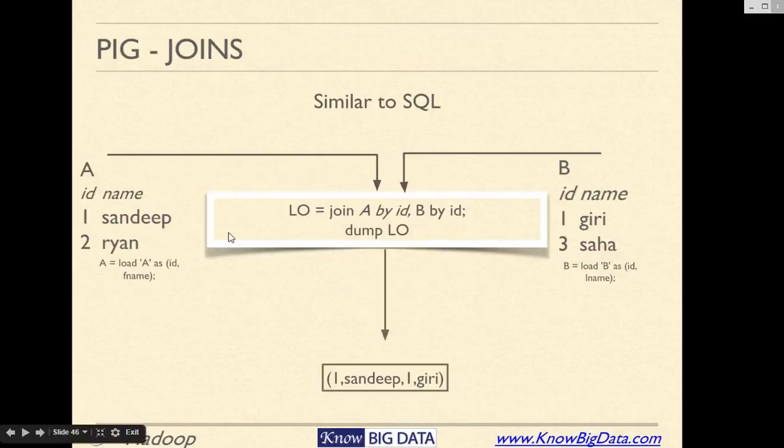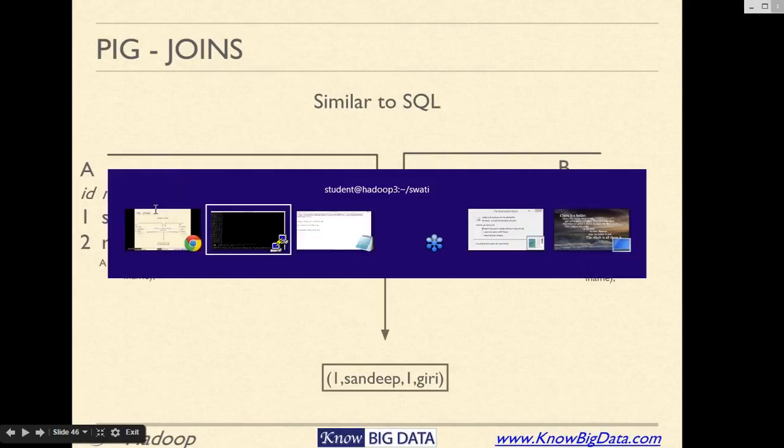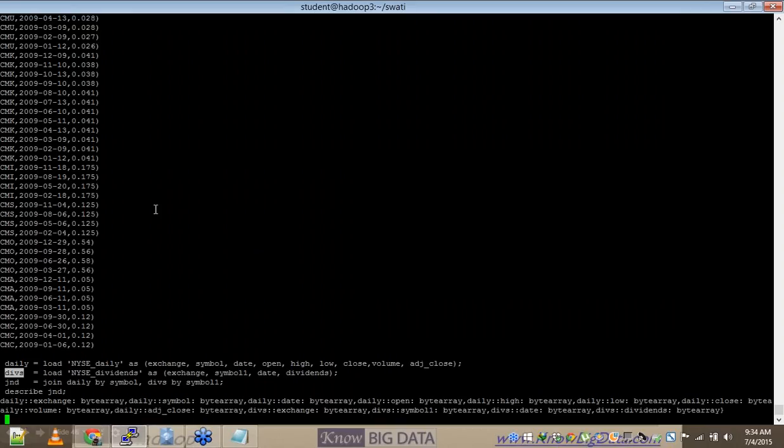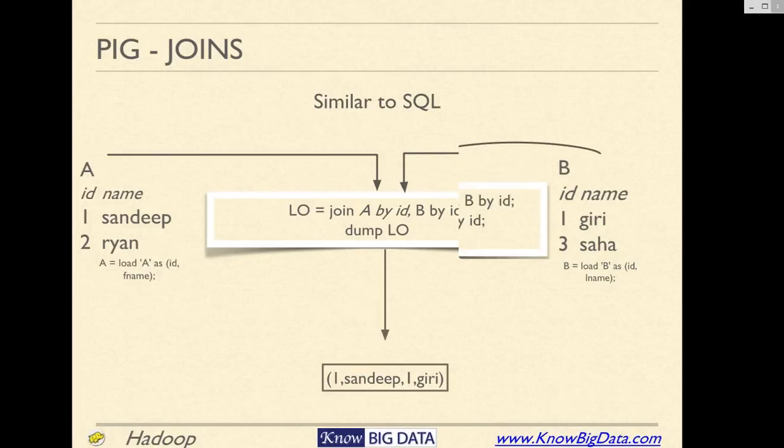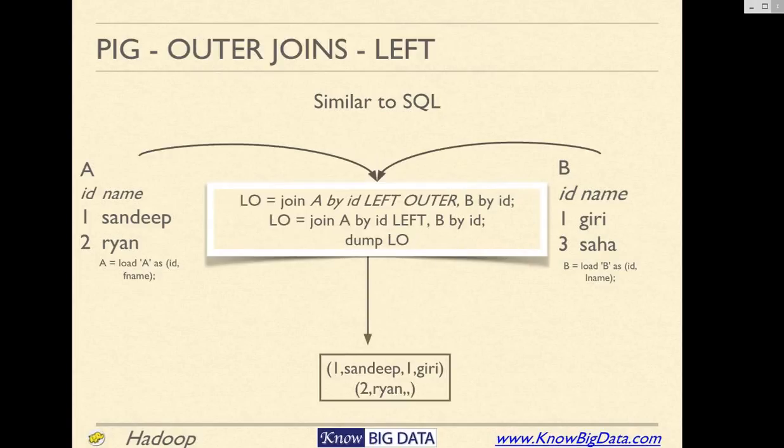Okay, so this is basically just an example. So this is the contents of the two files, right? And when you say join A by ID, B by ID, this is what you get. So here I said you get all the columns from all the tables, right? So here you get 1 comma Sandeep and 1 comma Giri, right? So this is what you get. Okay, so left join, this is what Dayanand was asking.